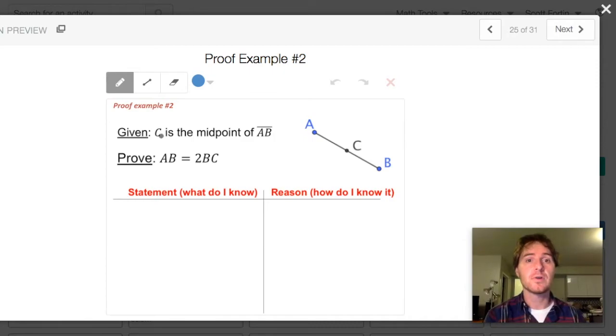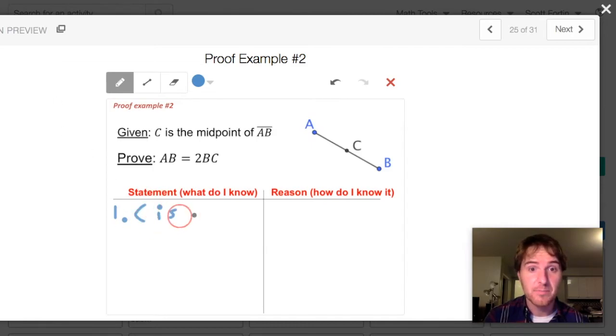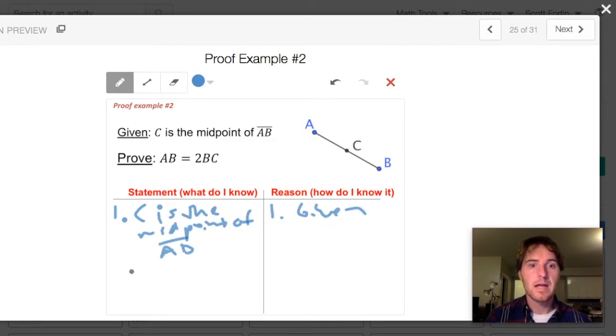Proof example number 2. Okay, so check this one out here. Given C is the midpoint of segment AB, let's do it together. Let's do it nice and quick. Statement number 1, what am I going to write? Well, I'm going to write that C is the midpoint of AB, because 90% of the time, what's your first step in a proof? It's the given. All right, next step. Who's got my next step? Going once, going twice.